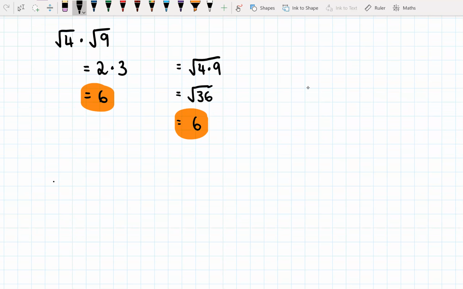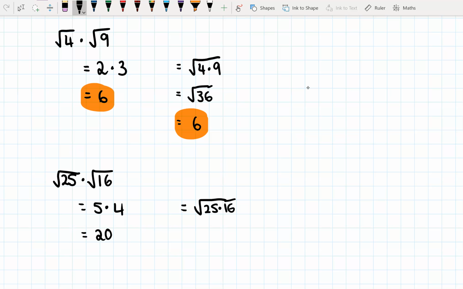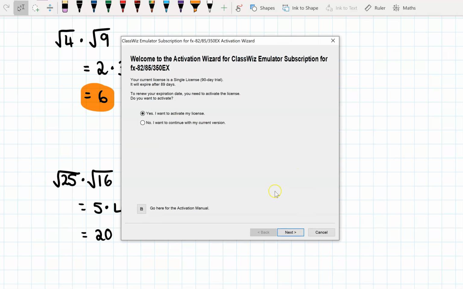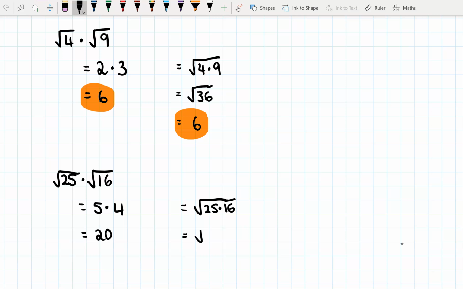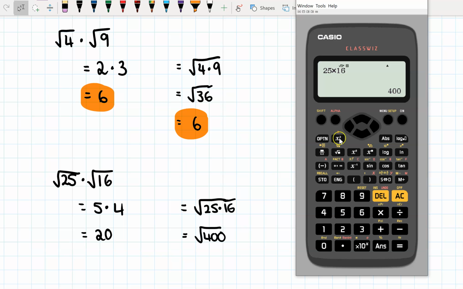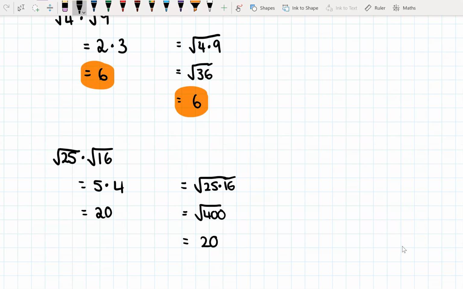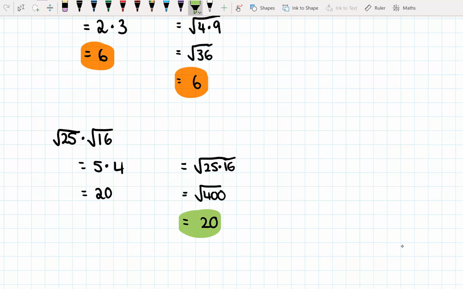Let's try it. The square root of 25 times the square root of 16. If we do this with numbers, the square root of 25 is 5, and the square root of 16 is 4. 5 times 4 is 20. Let's have a look at this the long way. If we take the square root of 25 times 16, that's a little bit harder. We can use a calculator for that. Some of you can probably easily do this in your head, but let's pretend that we can't. 25 times 16 is 400, so we have the square root of 400. On our calculator, the square root of 400 is equal to 20. And coincidentally, that's the same as the answer that we got the other way. So we had 20 here, we had 20 here.